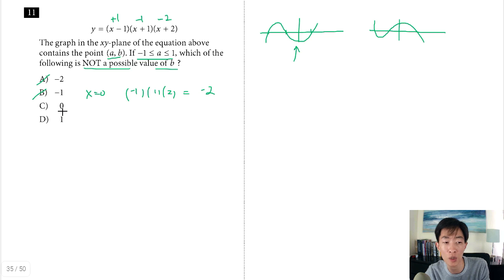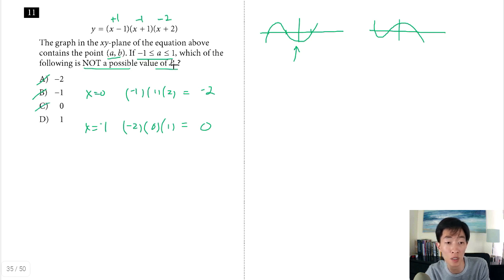Now the question is, can we get y equals 0? And the answer is yes, because if you were paying attention before, these are actually the zeros of the equation. So let me show that to you. If x equals negative 1, and they're allowing that in the interval because it says a is greater or equal to negative 1, then negative 1 minus 1 is negative 2, negative 1 plus 1 is 0, negative 1 plus 2 is positive 1. Obviously, anything multiplied by 0 is 0. So this shows that when x equals negative 1, y equals 0. So they're asking for not a possible value, c is out.